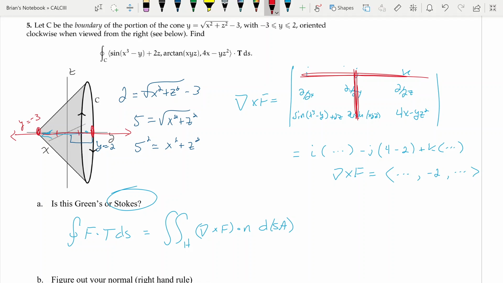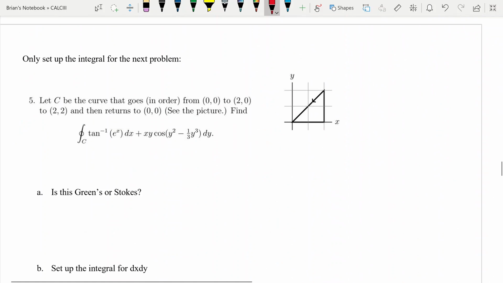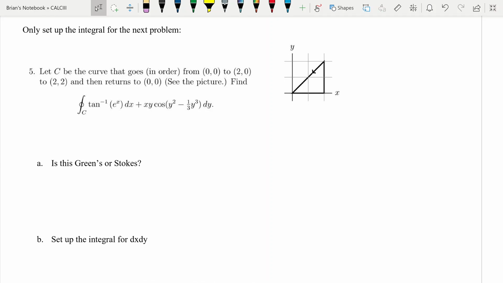Awesome. All right, cool. We'll move on. So let's look at this one. You already had a sneak peek at it. You had time to think about it. Is this one going to be Green's or Stokes? You tell me. Yes, it is Green. We have an answer.